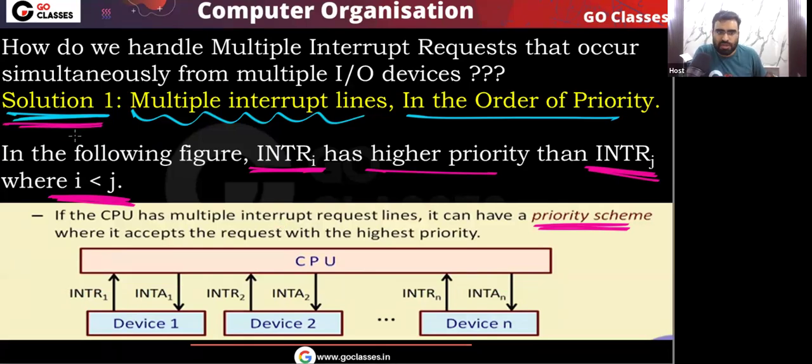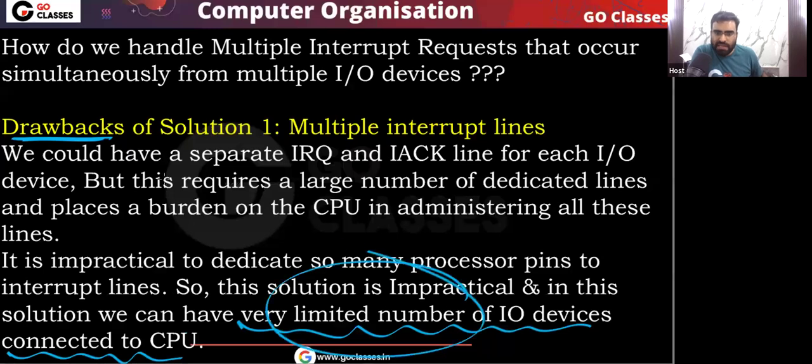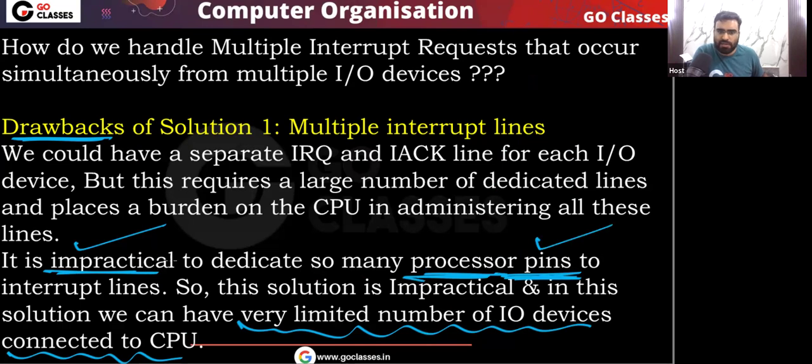So this was the first solution, but it is not a good solution, and you already know why. Let me tell you, in our general purpose computer, we don't use this solution. The reason is very simple: only a very limited number of IO devices can be connected. Yes or no? In this solution, only a very limited number of IO devices can be connected to the CPU. Basically, it is impractical to have so many pins. So many processor pins are needed, and that is impractical. That is the reason we don't use this solution.